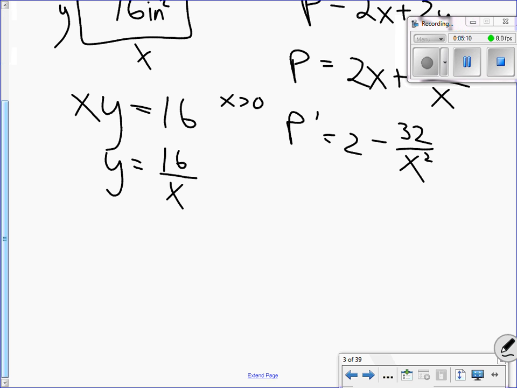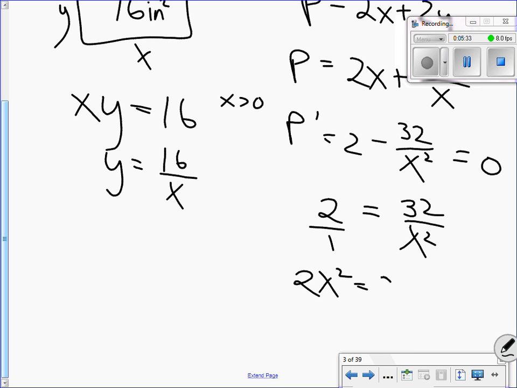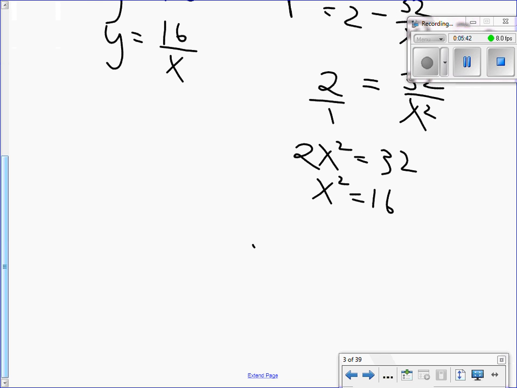So we want to find out when this is equal to 0. When you're trying to solve that, it's nice to take the negative term and bring it to the other side and then cross multiply. It's one way to do it. So 2 equals positive 32 over x squared. So 2x squared equals 32. x squared equals 16. Normally we would say x equals plus or minus 4, but in this case x has to be greater than 0. So x is 4.